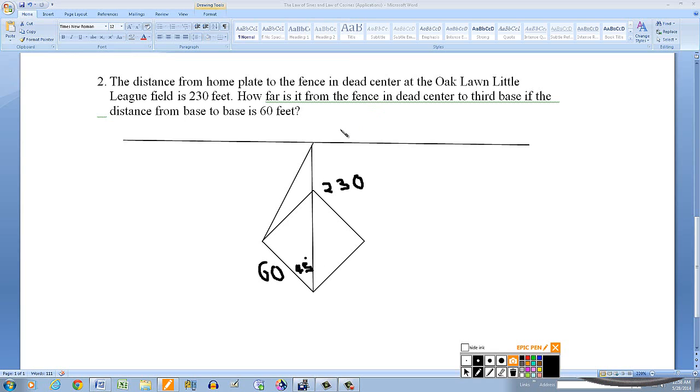So what do we want? We want the distance from dead center, from the fence in dead center to third base. So basically the distance from here to here, this is third base. So let's call that x.